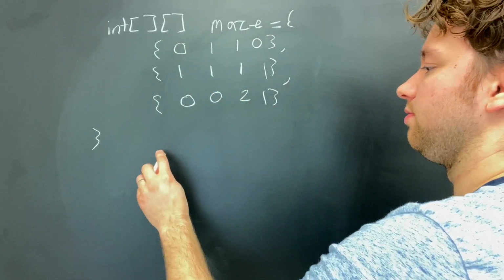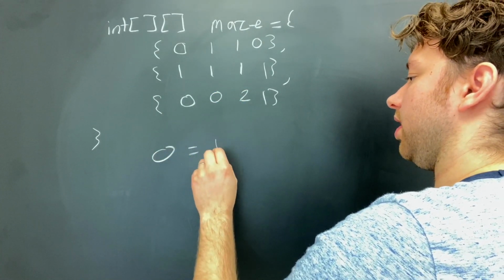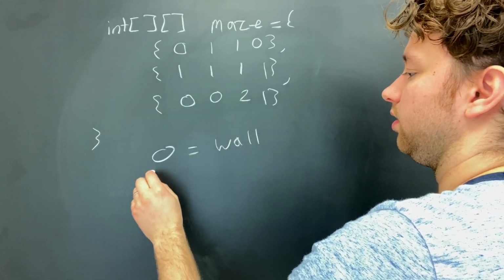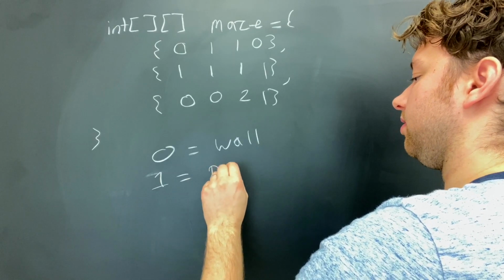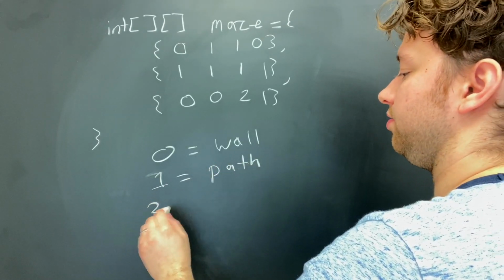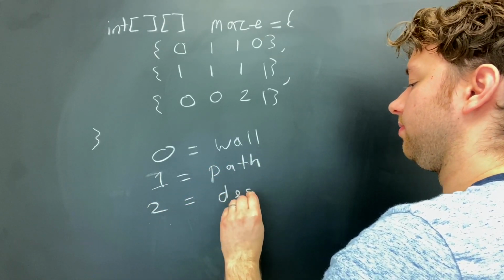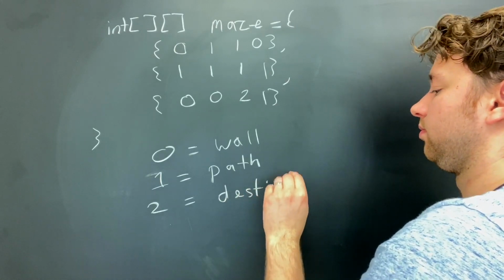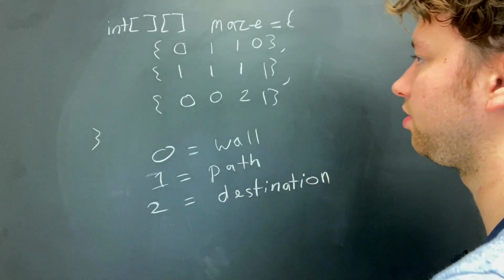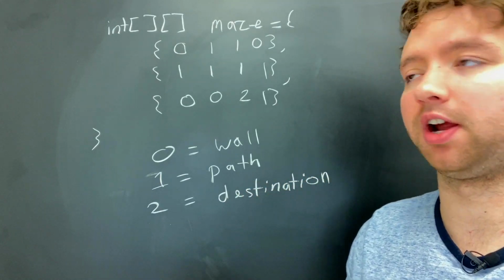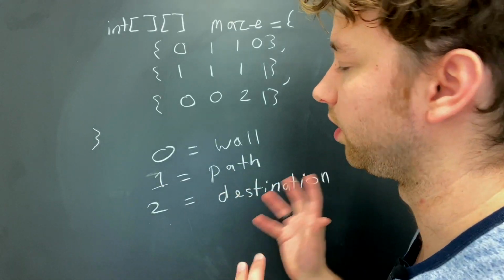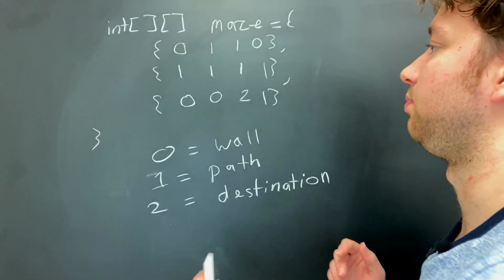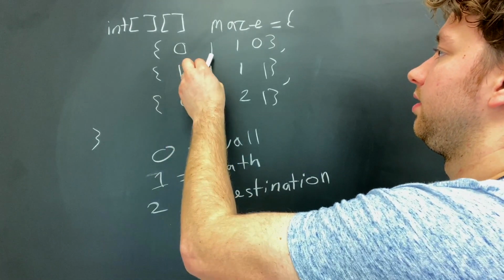And let's say 0 is a wall, 1 is a path, and 2 is the destination. And then you determine somewhere to start. You could do that in a separate variable, or you could use a separate number, however you want to do that. I'll just say we're going to store that in a separate variable and say we start right here.